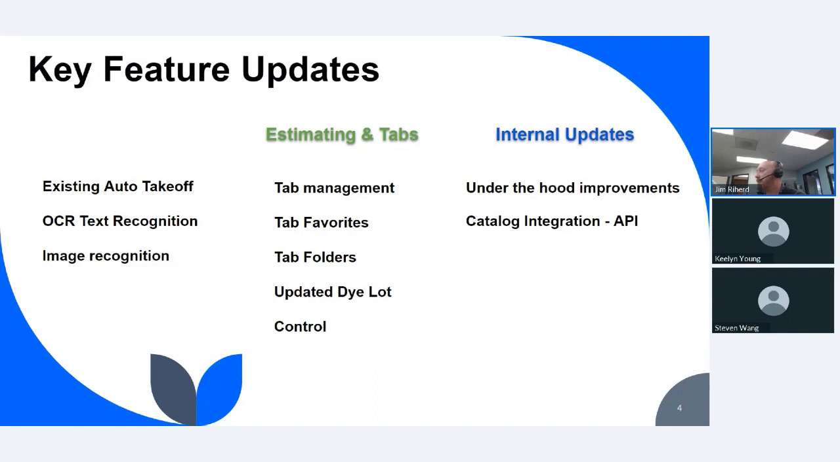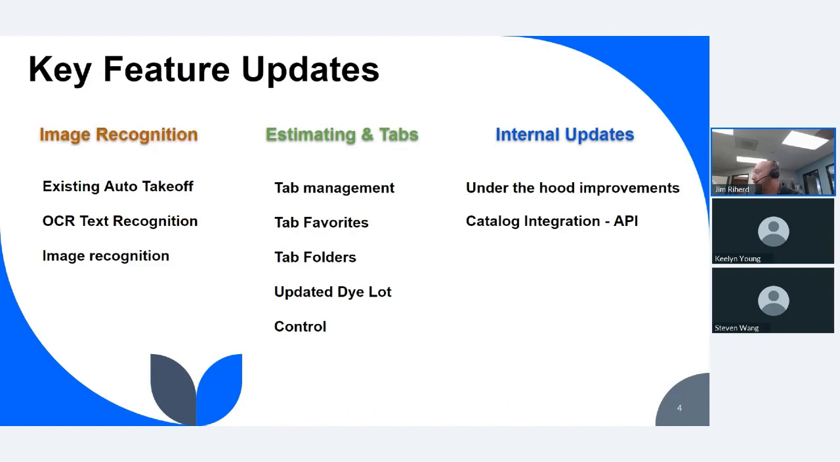Regarding estimation and tab management, we've done some improvements to tab management, which include favorites and folders. Along with that, on the estimating side, we're going to go over some updated dye lot control, which might be relevant to the multifamily users. And then, as I mentioned, some under-the-hood improvements, such as the catalog and catalog integration API and some speed improvements. So this is a rough overview of what we're going to cover.